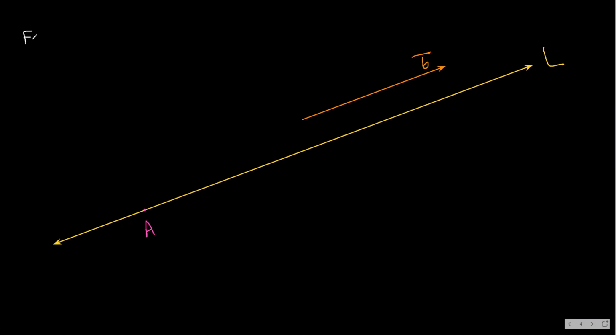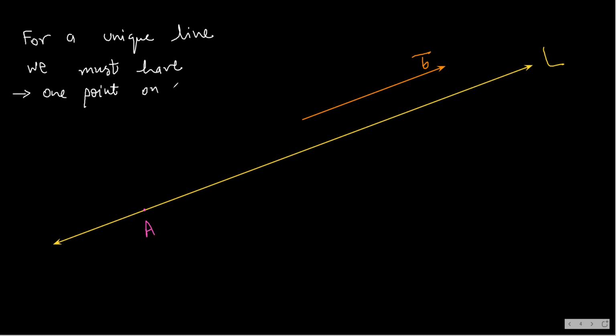So here I write: for a unique line, we must have one point on the line and a vector parallel to the line.